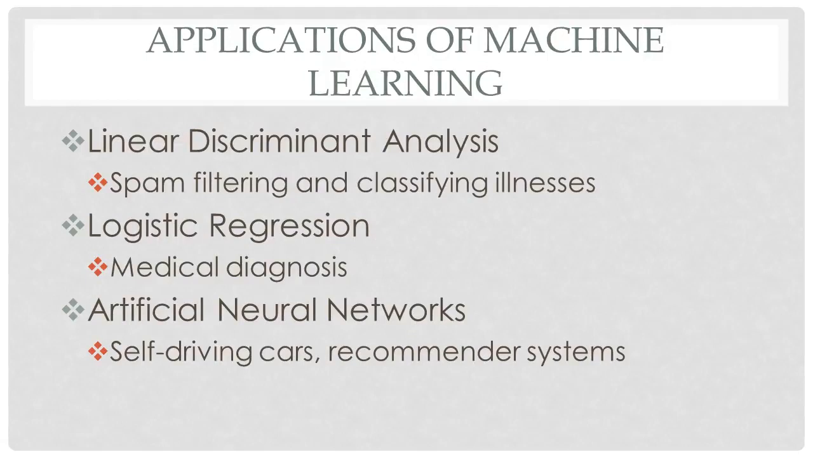Let's look at some applications of machine learning. Linear discriminant analysis can be used to solve classification problems such as spam filtering and classifying patient illnesses. Logistic regression can be used to solve binary classification problems such as determining whether a patient has a certain form of cancer or not. Artificial neural networks can be used for applications such as self-driving cars, recommender systems, online marketing, reading medical images, speech and face recognition.